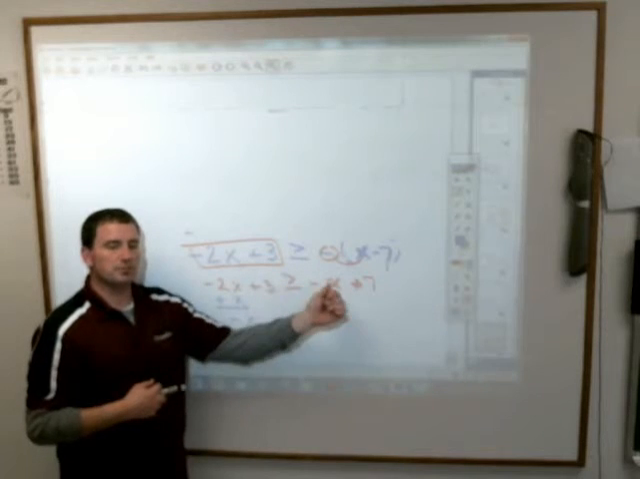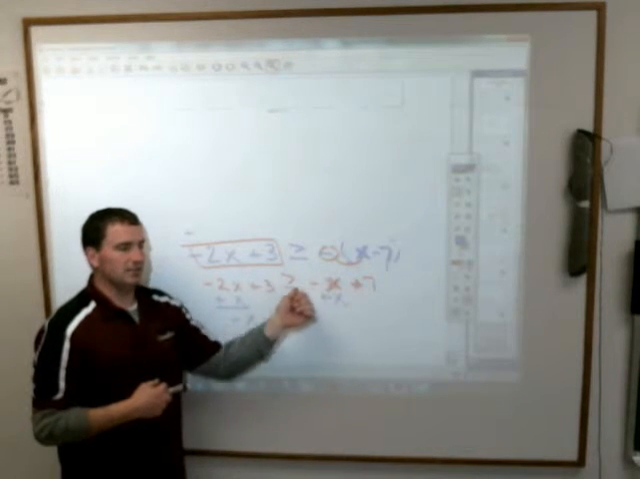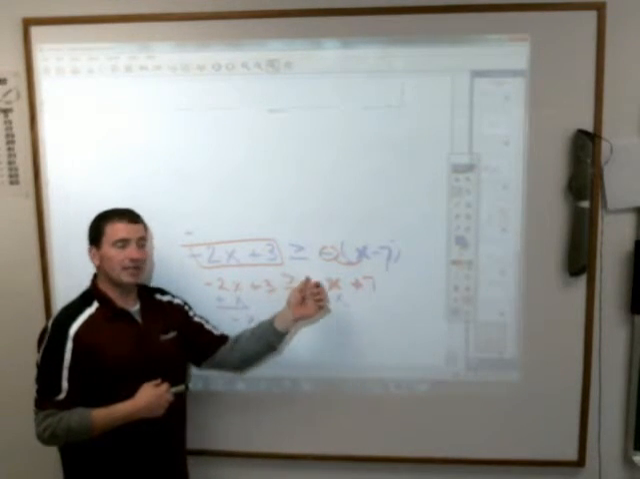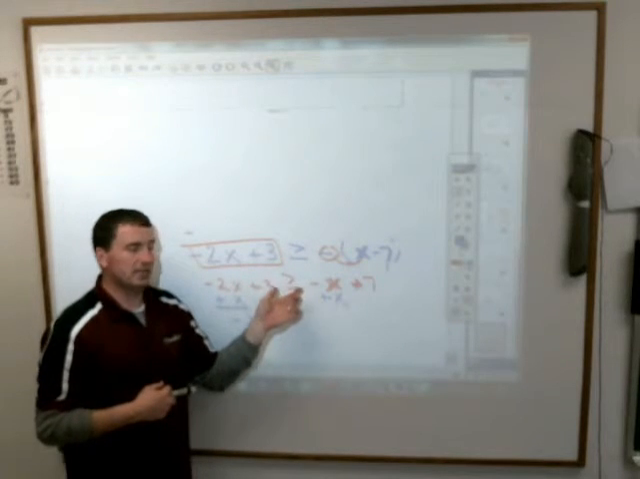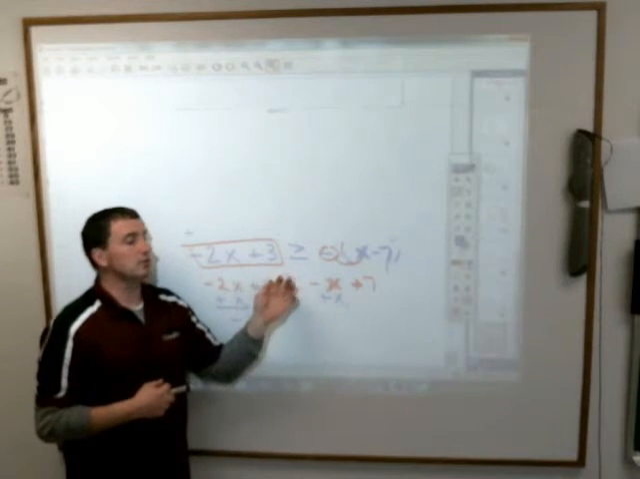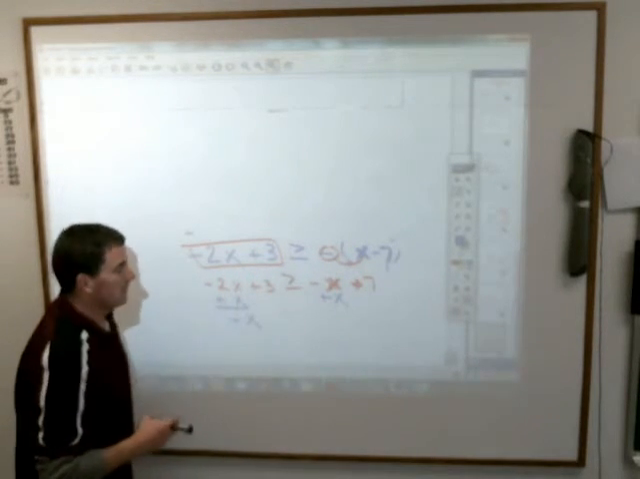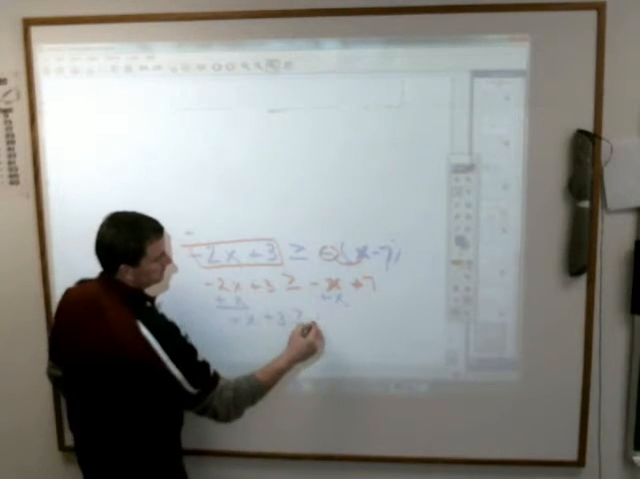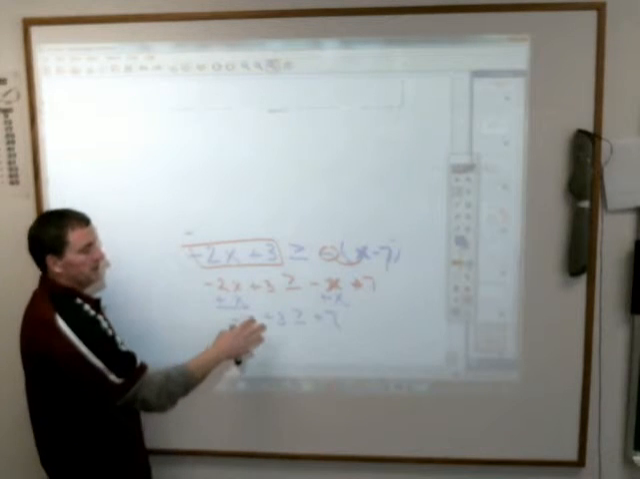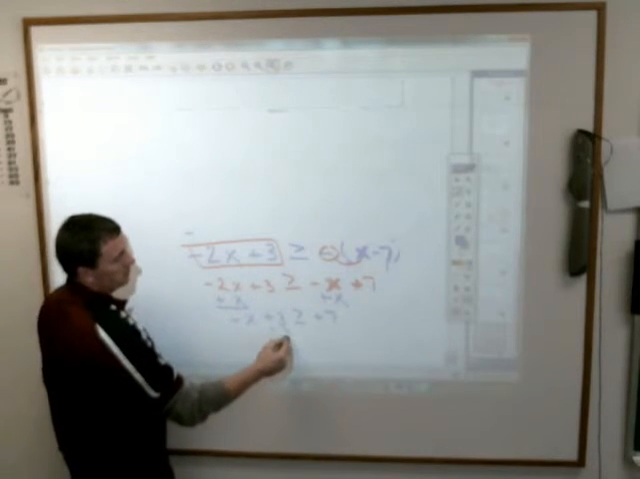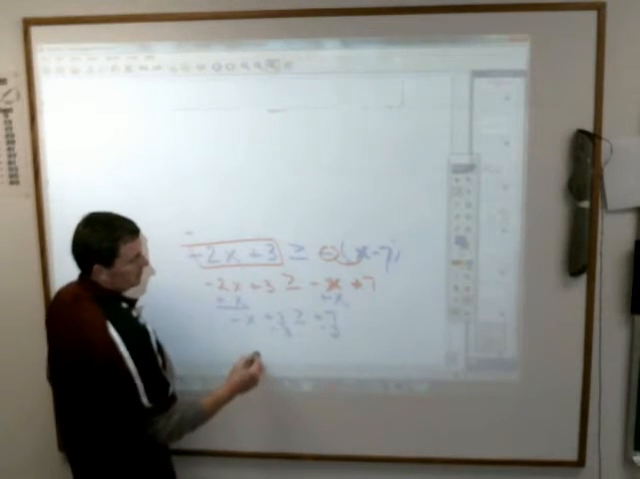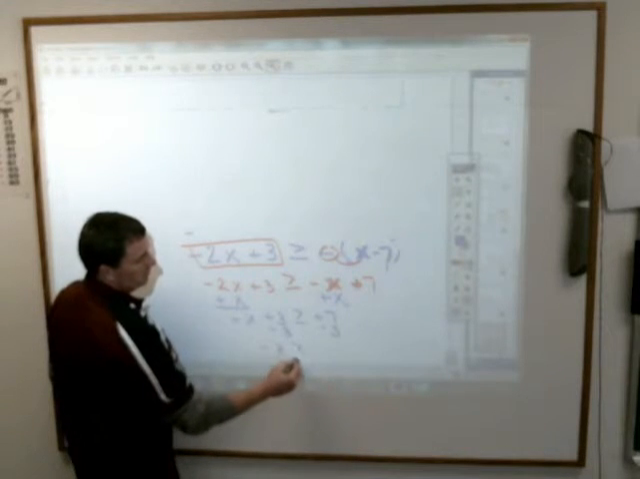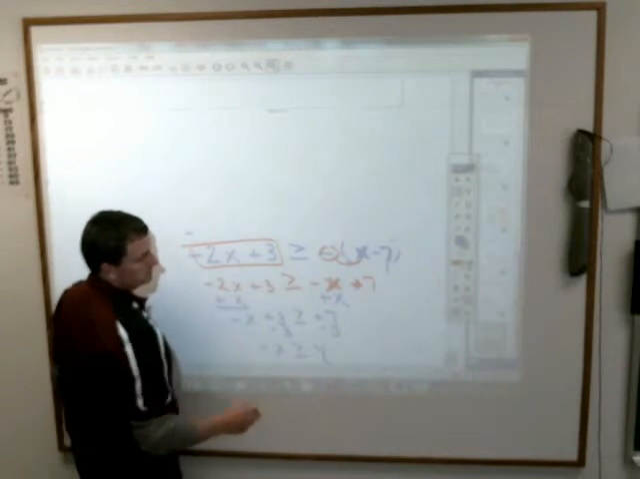It's only when you multiply or divide by a negative that you change that sign. You can add and subtract stuff all you want, it's not going to change the sign. It's only when you multiply or divide. Okay, now I have plus 3. How do I get the x by itself now? I subtract 3. So a negative x is greater than or equal to 4.